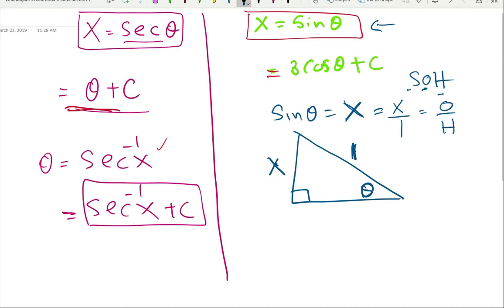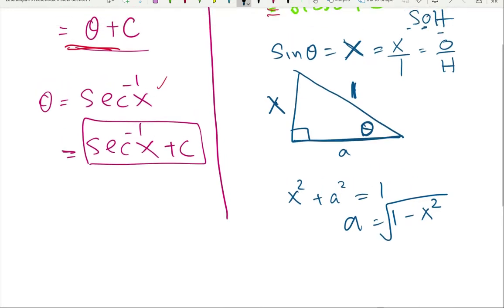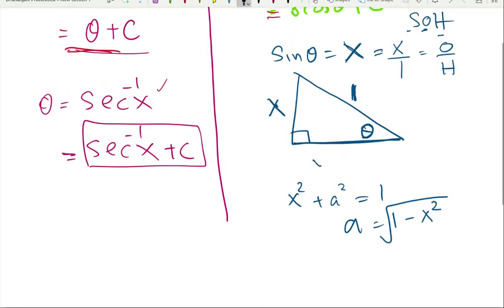Now you want to use the Pythagorean theorem to find the length of the other side. So what does the Pythagorean theorem say? Let's say this is a, so it says the square of x plus the square of a is equal to the square of 1, which is 1. So a squared is 1 minus x squared. So a is the square root of this, and this is the length of the other side.